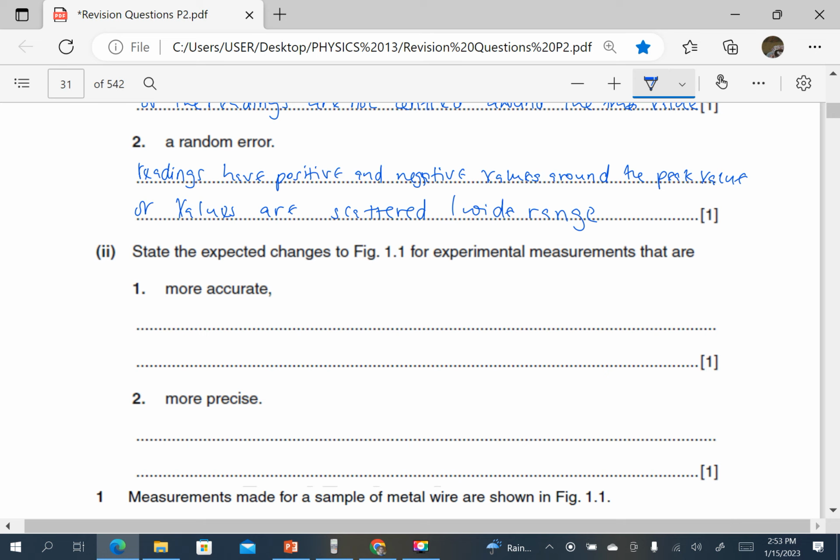State the expected changes to the figure for experimental measurements that are more accurate. For more accurate, the average must be moving towards 10.1, or the peak must be tending towards 10.1. So the peak or the average of these readings, the peak or the average value moves towards or shifts towards the true value. Because remember, accuracy is how close the average of these readings is to the true value. So the average of the readings should be tending towards the true value for more accurate results.